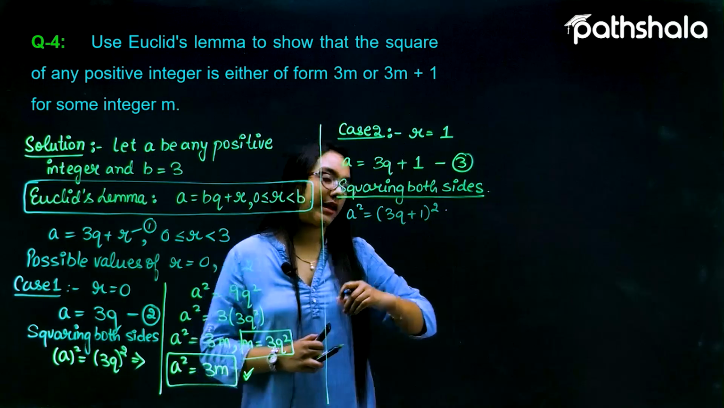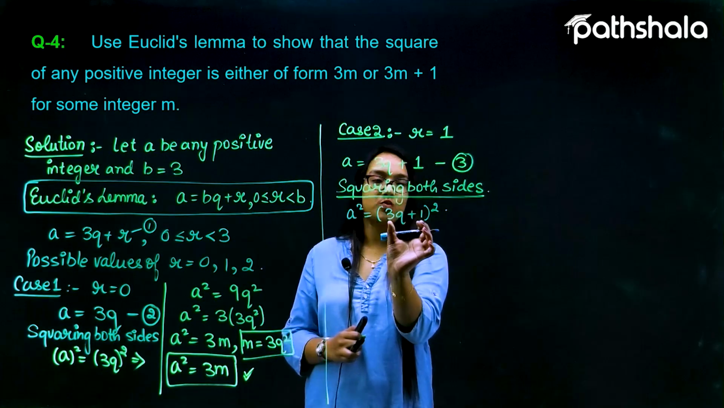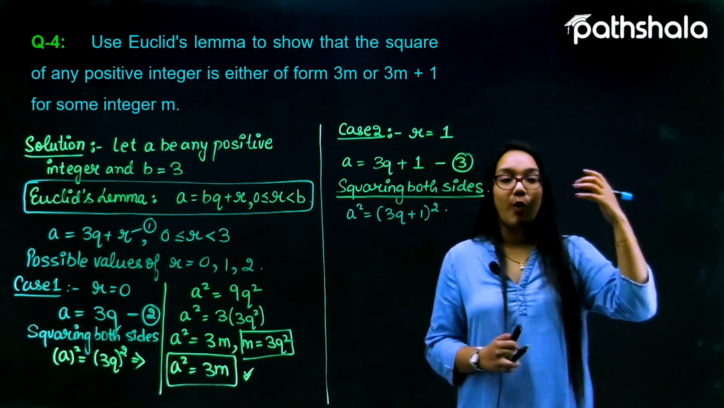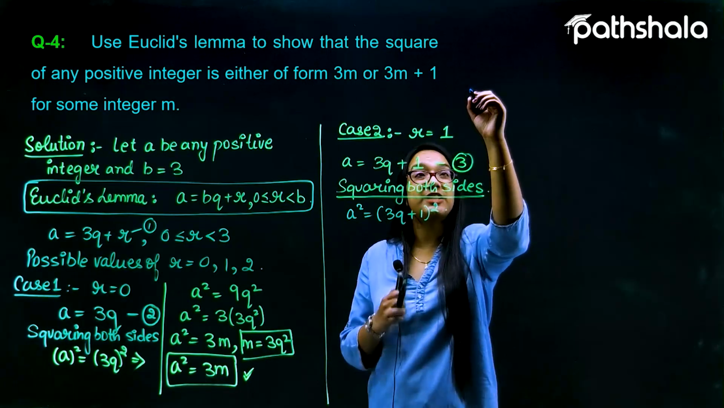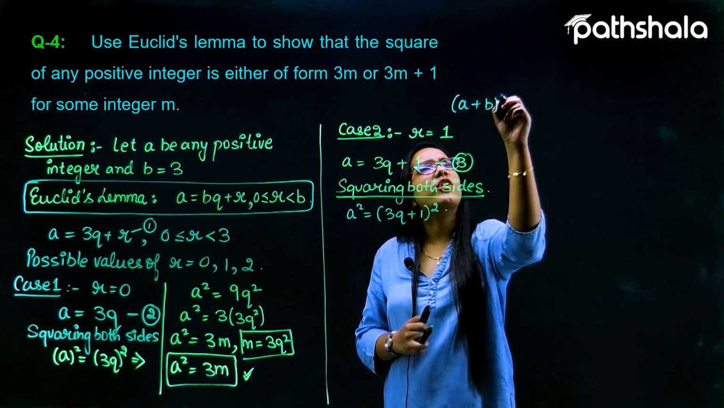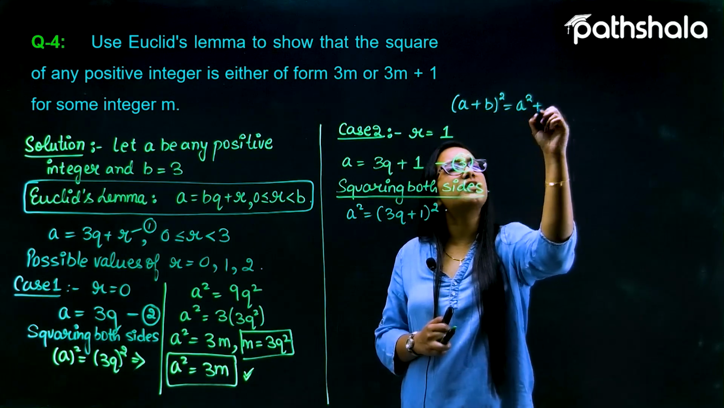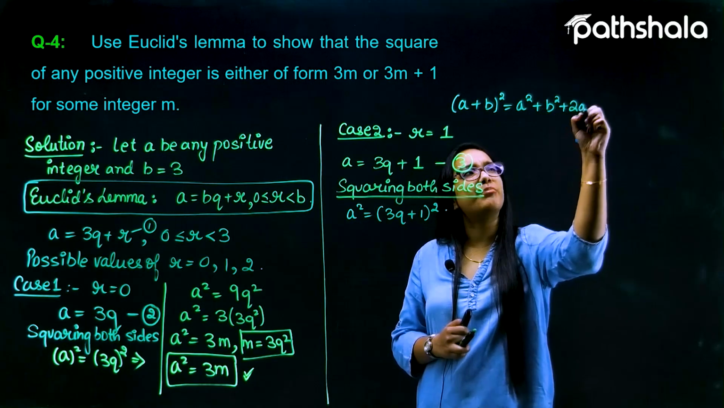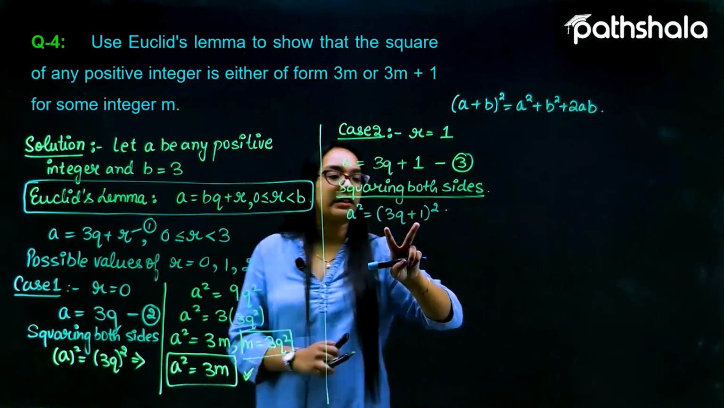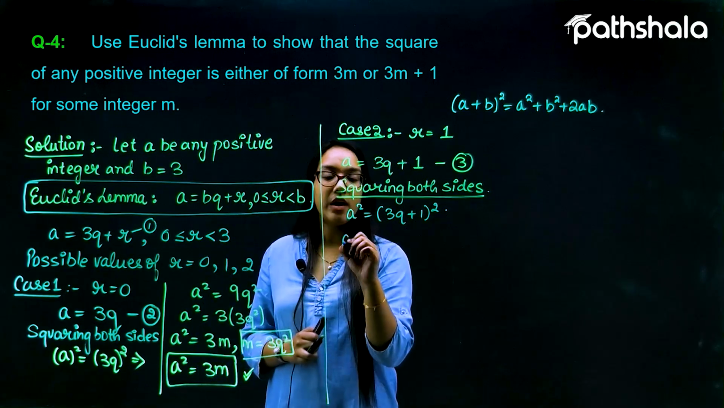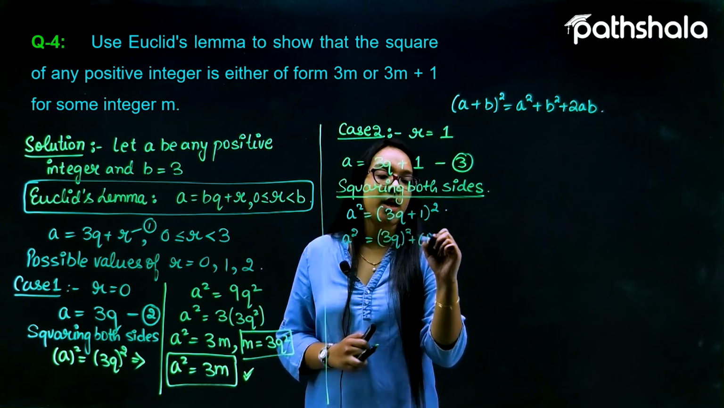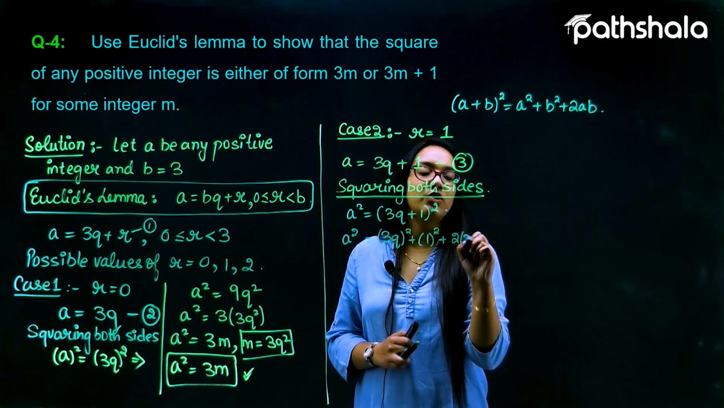Let us suppose I am expanding this 3q plus 1 whole square by using the algebraic identity for a plus b whole square. We know that a plus b whole square is a square plus b square plus 2ab. Using this identity, I am expanding 3q plus 1 whole square. So it can be written as 3q whole square plus 1 square plus 2 into 3q.